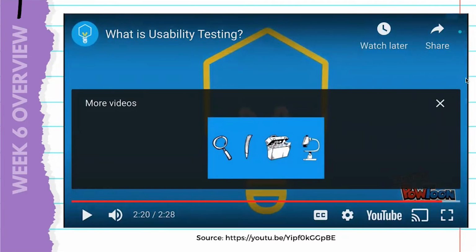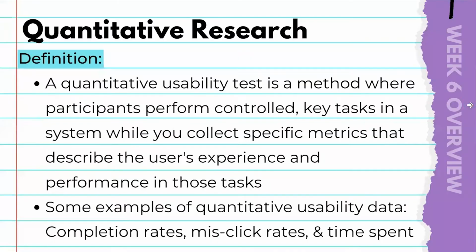Okay, so now that we had an overview of usability testing, we're going to go ahead and dive in a little bit more and discuss quantitative research. By definition, a quantitative usability test is a method where participants perform controlled key tasks in a system while you collect specific metrics that describe the user's experience and performance in those tasks. Some examples of quantitative usability data are completion rates, misclick rates, as well as time spent.